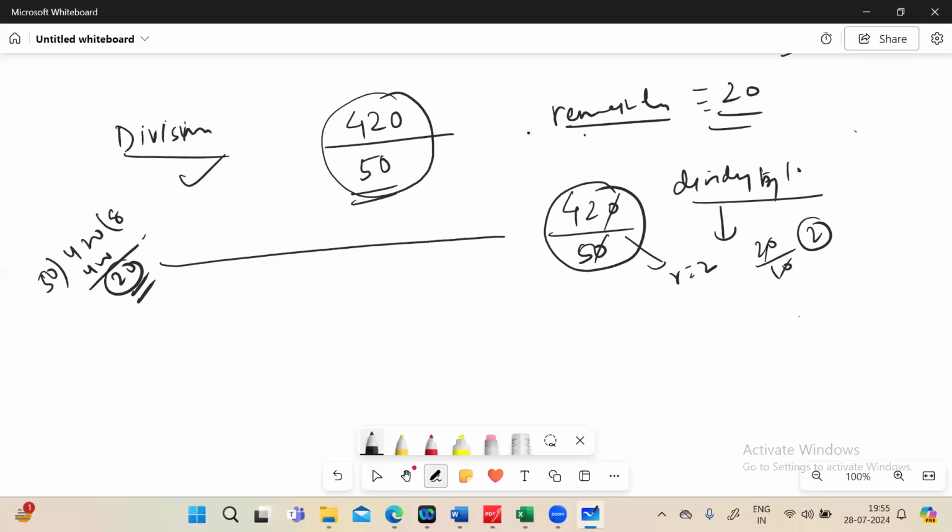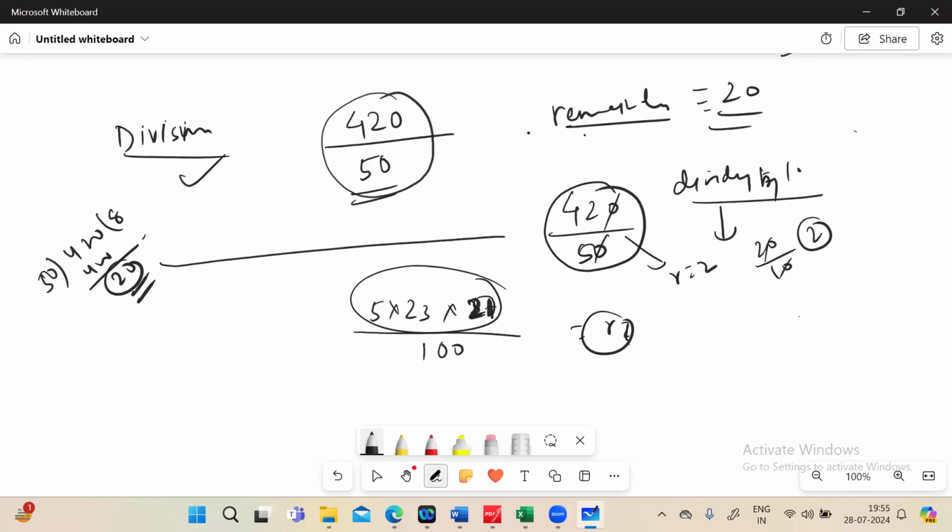In some cases, someone may ask what will be the remainder when 5 into 23 into 57 divided by 100, or let me write it here, 21. What will be the remainder here? One way is to calculate and find the last 2 digits. That will be the remainder.